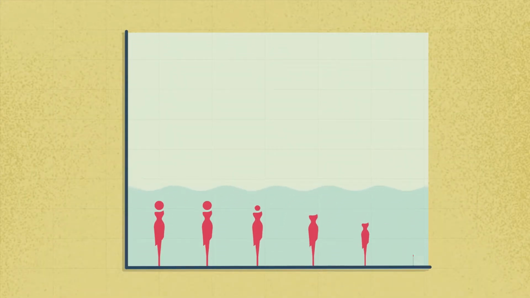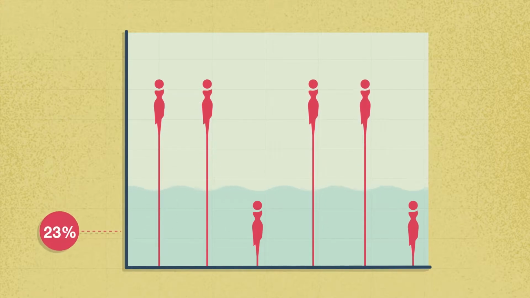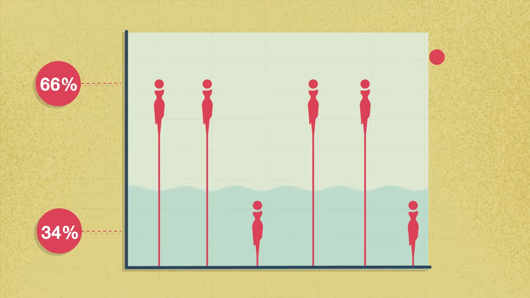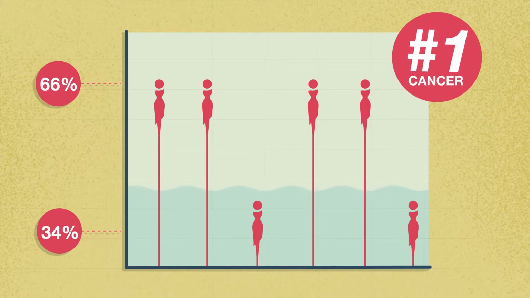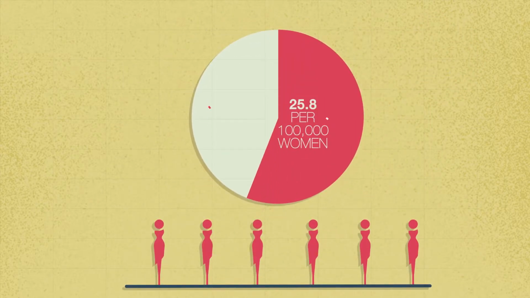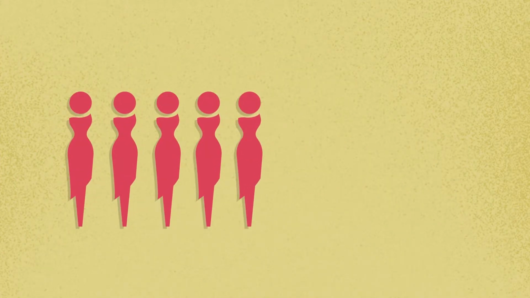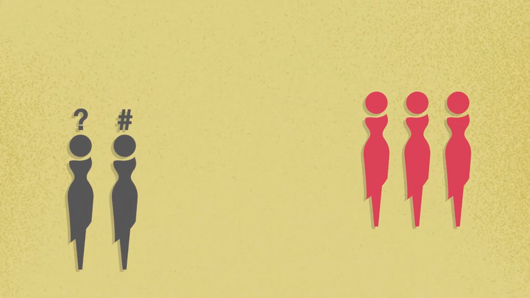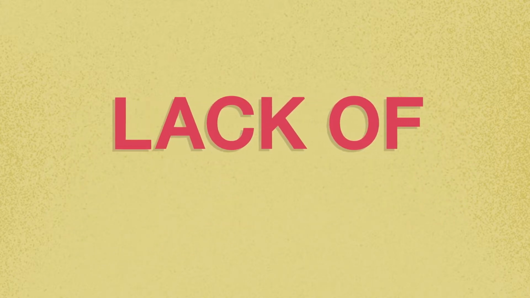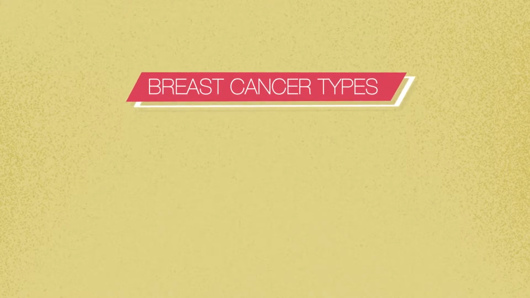India has a low breast cancer survival rate of 66%. Breast cancer ranks as the number one cancer among Indian females, with a rate as high as 25.8 per 100,000 women. The major reason for the low survival rates of breast cancer in India is that awareness about cancer and its treatment is very low. Let us understand the types of breast cancer.